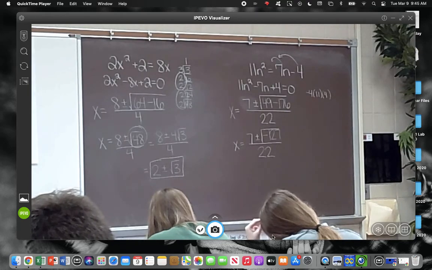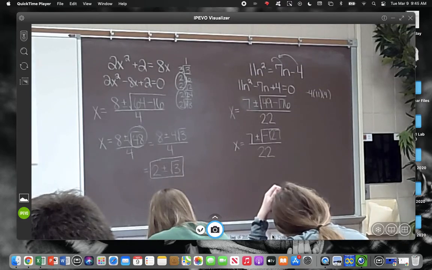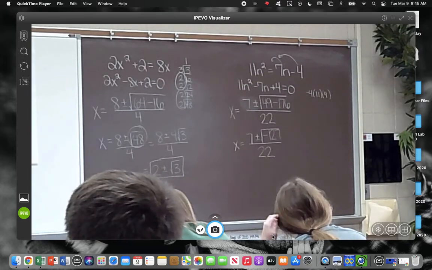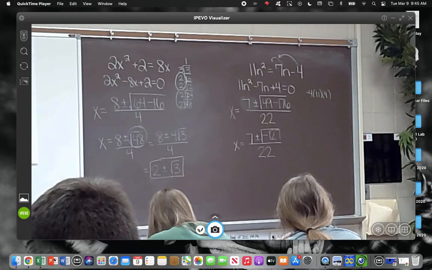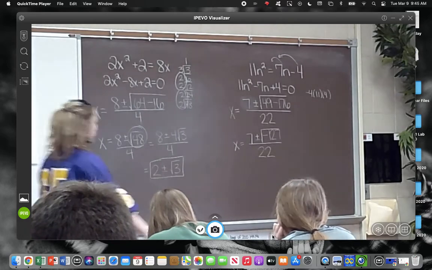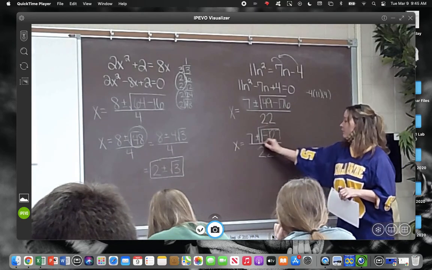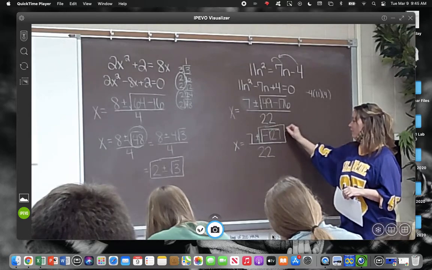If you have a negative square root, that's not a real thing. It's a non-real answer. In Algebra 2, you actually learn about something called imaginary numbers, and you do work with negative square roots, but we don't in Algebra 1. So if you have a negative square root, this can't happen.